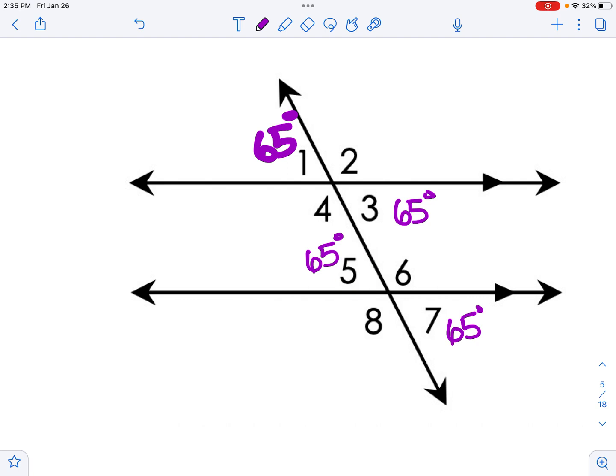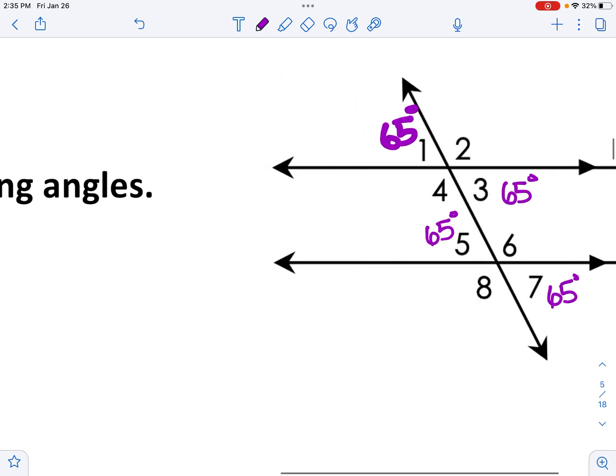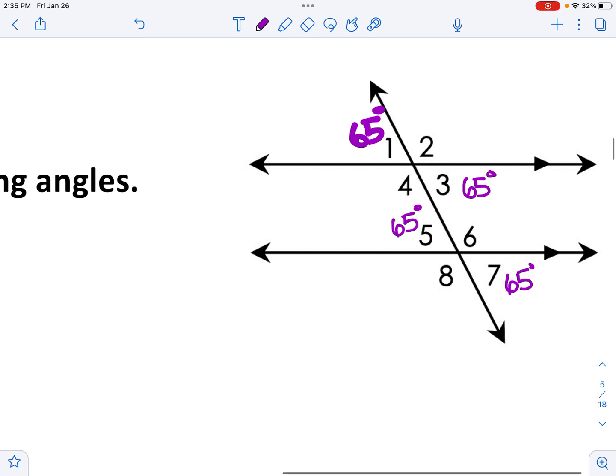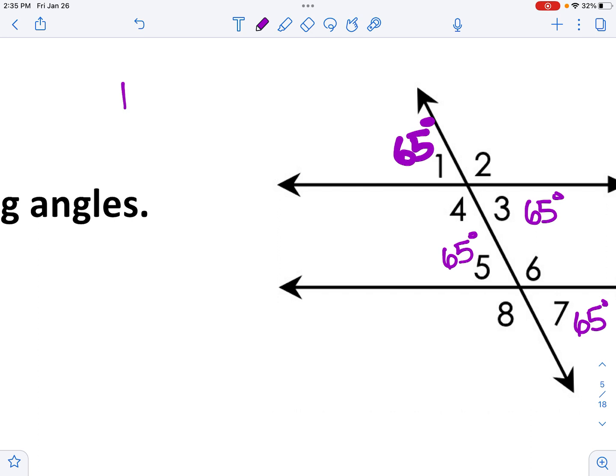So since we're practicing some of these new relationships, let's just say we know that 4 and 5 have to be supplementary. So let's try to do that. We know then that 4 has to be 180 minus 65. So that's 115.